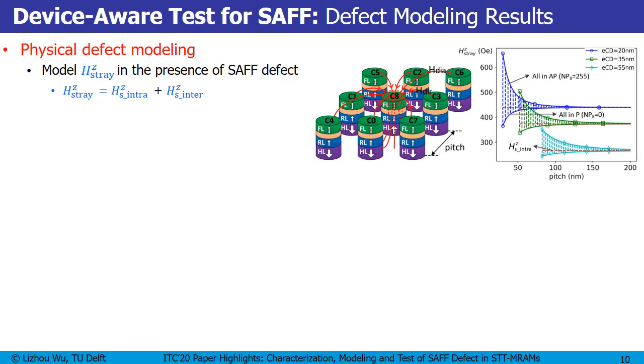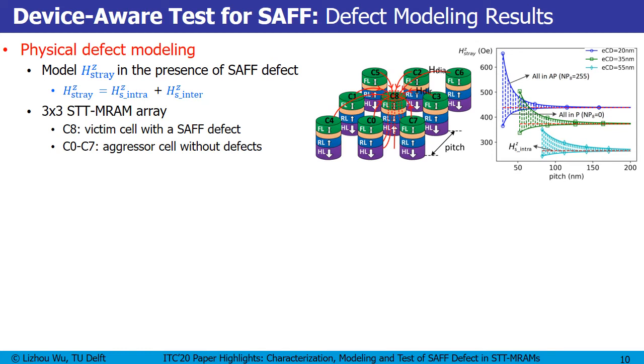This slide shows some defect modeling results. In the defect characterization part, we have learned that the stray field at the free layer is the only technology parameter that is influenced by the defects. Therefore, we have to physically model this technology parameter in the presence of defects. So the stray field has two components. First, the stray field can be from the cell itself, from the reference layer and hard layer. And second, all neighboring cells also generate stray fields acting on the victim cell. We build up a 3x3 memory array. We assume the central cell is defective and all neighboring cells are defect-free.